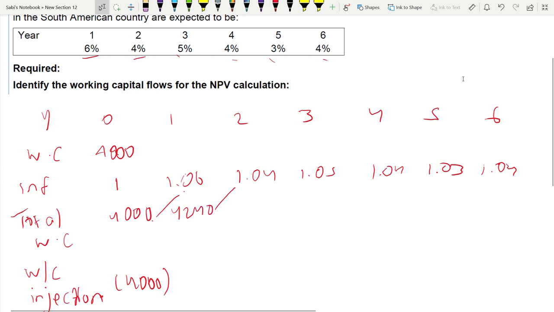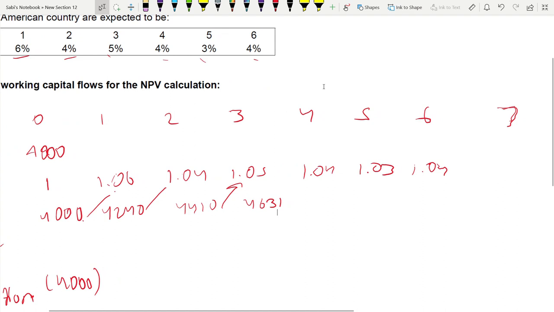Again, this you multiply by 1.04, it will be 4410. This you multiply by 1.05, and like that you keep going. The previous year's working capital you multiply with the next year's inflation. That's what you do. And make sure that you are getting these figures: 4816, 4960, 5158.